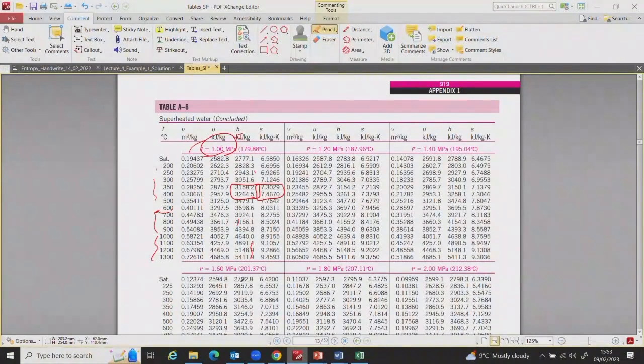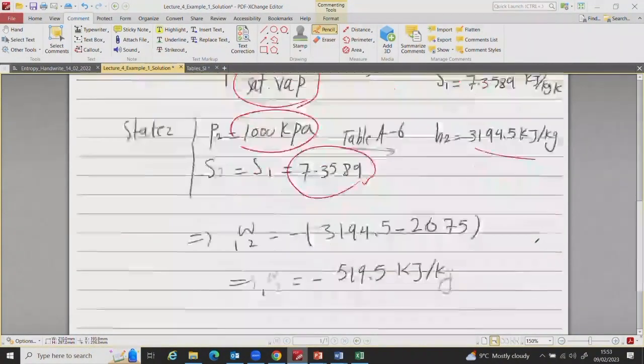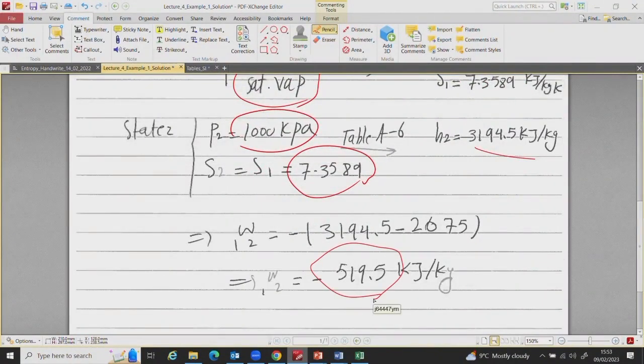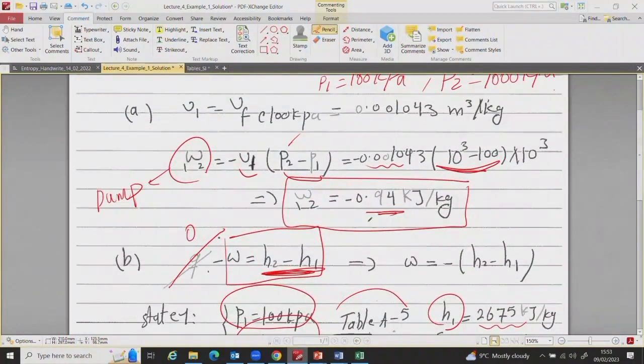But, guys, please, one more minute. Since the entropy is 7.35, and this number is 7.3, it is not that inaccurate if you take this guy as the value and do not bother with interpolation. Okay? But the best is to do interpolation anyway. If you do this, you will end up with H2 being this value, and W is 519. For the compressor, you need nearly 520 kJ per kilogram. For the pump, it's only 0.9. This is three or four orders of magnitude difference between the power requirements.